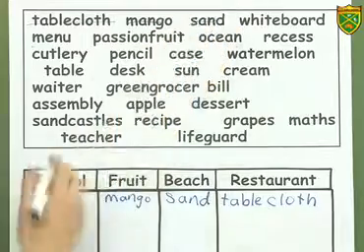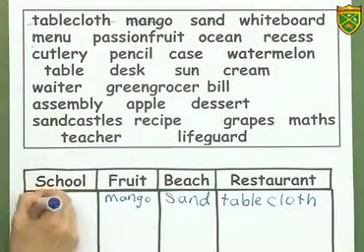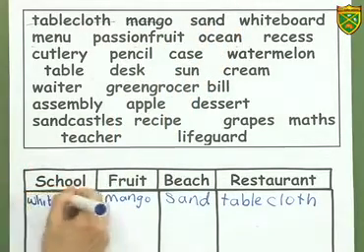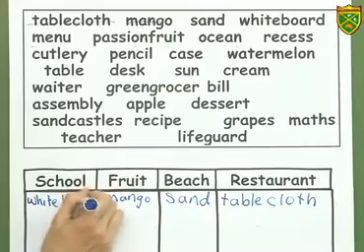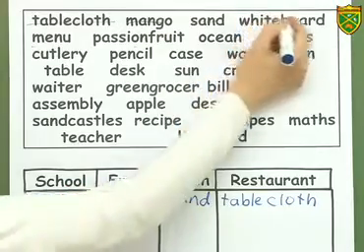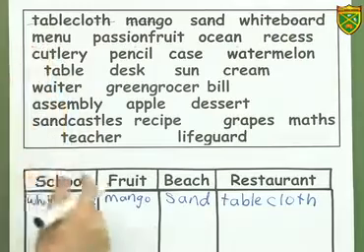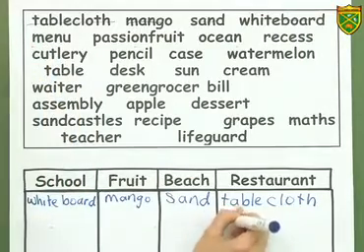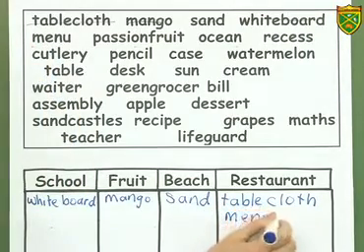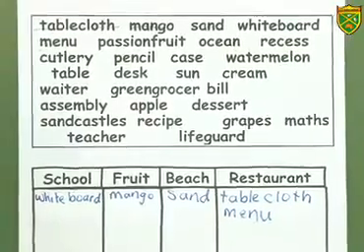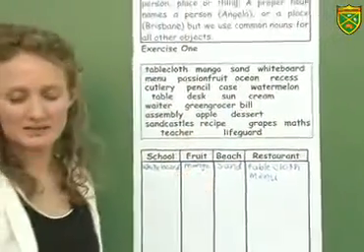A whiteboard. Well, generally you would find a whiteboard at school. Okay, and I'll do one more. A menu. Well, you would find a menu at a restaurant. So I hope you understand what you need to do. Just read through the rest of those and put them in the table.